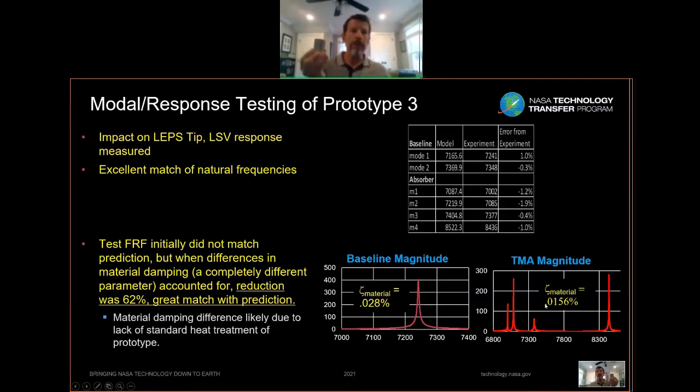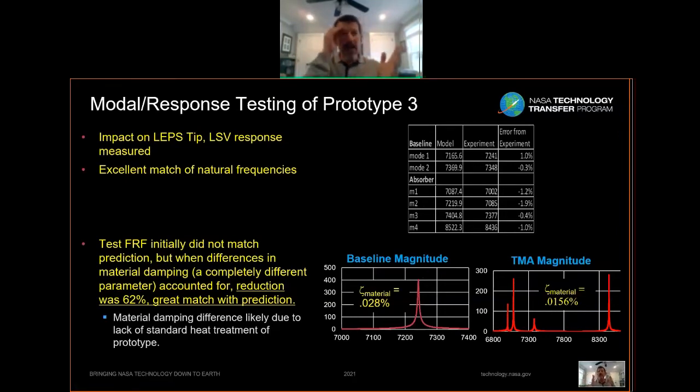0.028%, that's correct, and 0.0156%. Now, these are next to nothing, but when you're comparing apples to apples here, the original value that you're comparing is based on these values. So the original baseline magnitude, the only damping it's got is this little bit of material damping. So if you have a different material damping in your TMA blade, then the comparison won't be right.